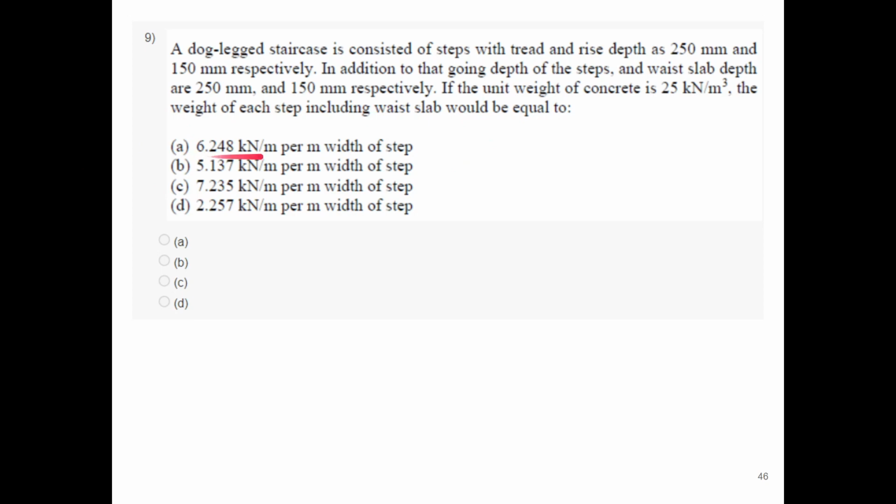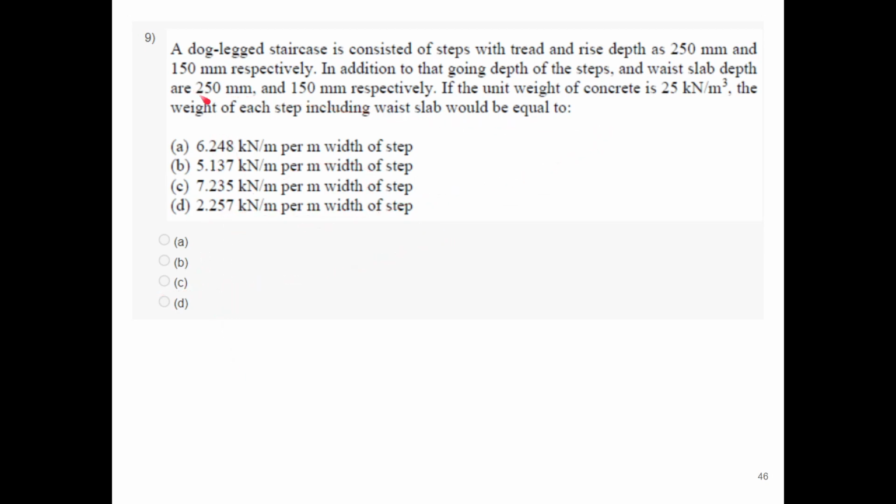A. 6.248 kilonewton per meter width of step. B. 5.137 kilonewton per meter width of step. C. 7.235 kilonewton per meter width of step. Or D. 2.257 kilonewton per meter width of step. Which according to you will be the correct option?